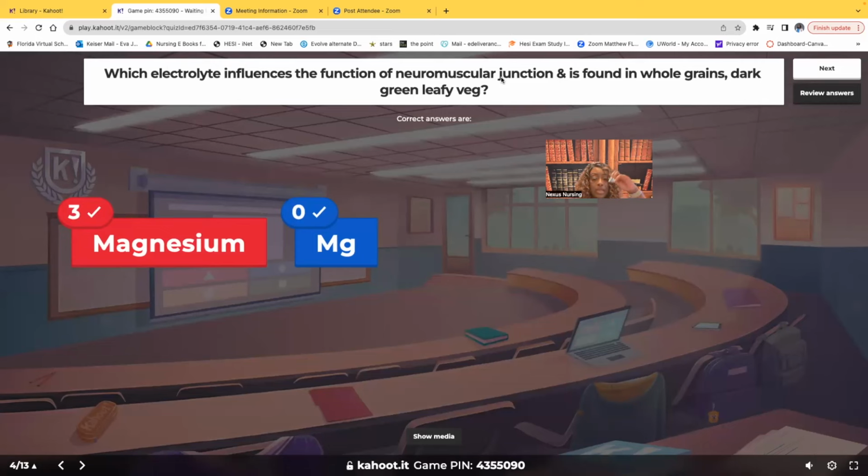Neuromuscular junction, guys, this is the site where the transmission of the action potential takes place. So if there's something wrong with this area, the transmission of that signal is not going to go through. So that was your first hint. And then the rest of the question says you can find it in whole grains and dark green leafy veggies. It is magnesium. Make sure you know that level, 1.7 to 2.2.